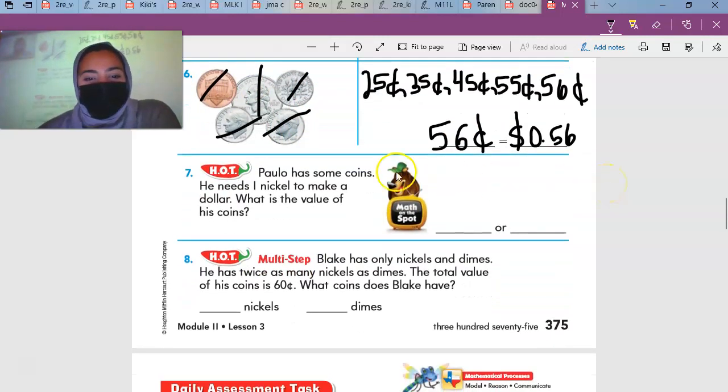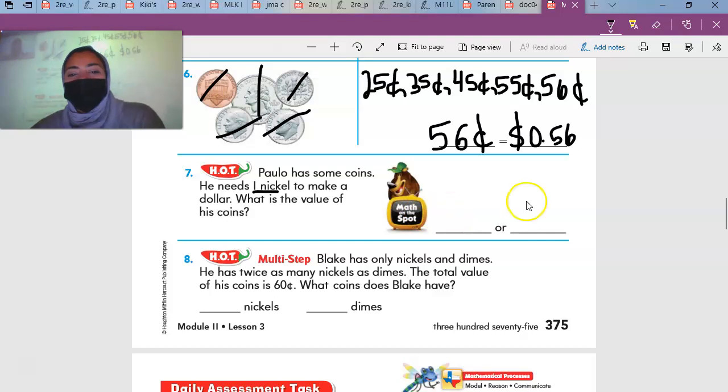Number 7. Paulo has some coins. He needs 1 nickel to make $1. What is the total value of his coins? He's 1 nickel away from $1. So $1 is the same as how many cents? If $1 is the same as 100 cents, and he needs 5 more to get to 100, what's 100 take away 5? 95 cents. So what is the total value of his coins? 95 cents. That was easy.